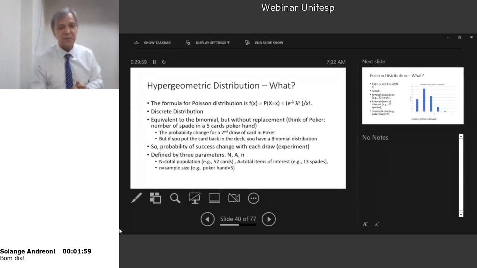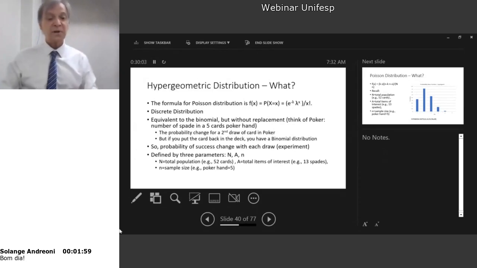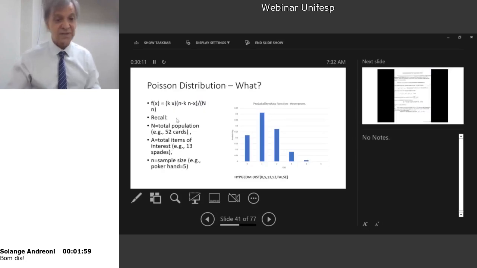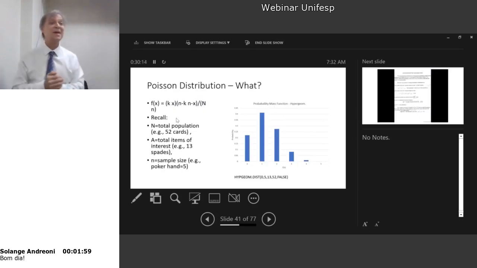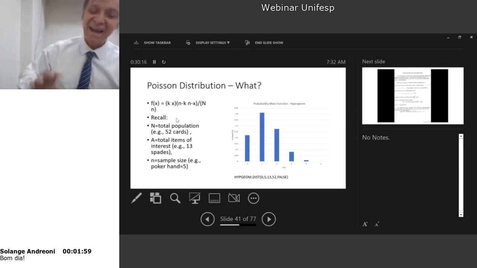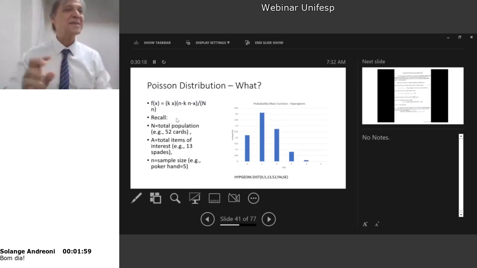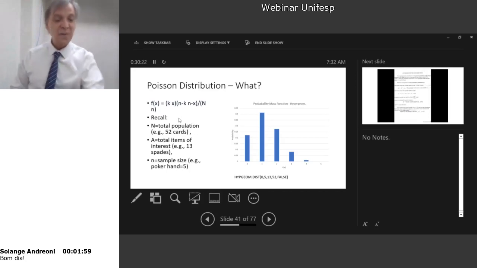So, what is a hypergeometric distribution? We're going to go back to that formula, folks. The formula, oh God, it should be hypergeometric, not Poisson. Sorry, folks. The formula is not that one. The formula is this one. I did a cut and paste and tried to replace it, but I did not replace it right, apparently. So the formula is k choose x, times N minus k choose n minus x, over big N choose n.